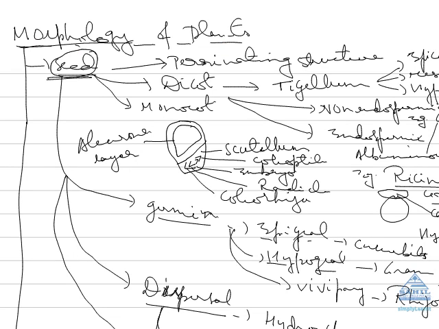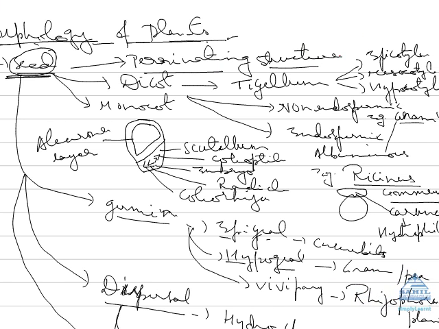Welcome friends. Now we are going to study morphology of plants. So what is morphology? It is the study of external structure of plants. First of all, we will start with seeds. What is a seed? Seed is a perennating structure found in angiosperms. Seeds are of two types: dicot, which has two cotyledons, and monocot, which has a single cotyledon.